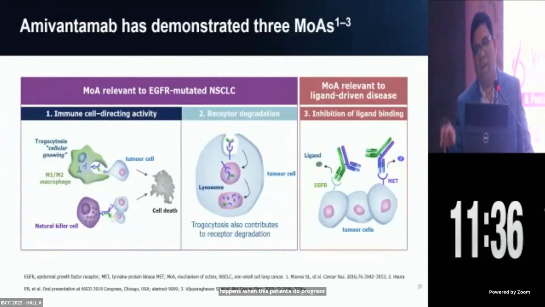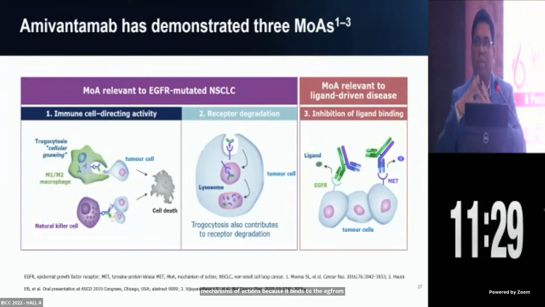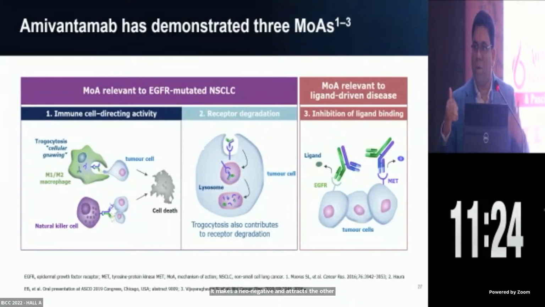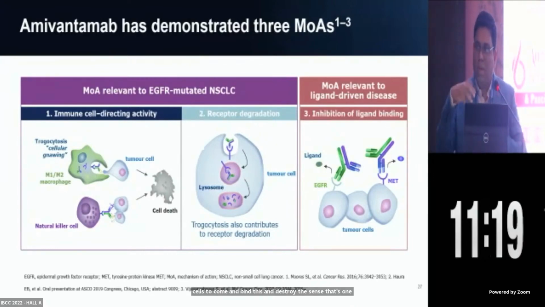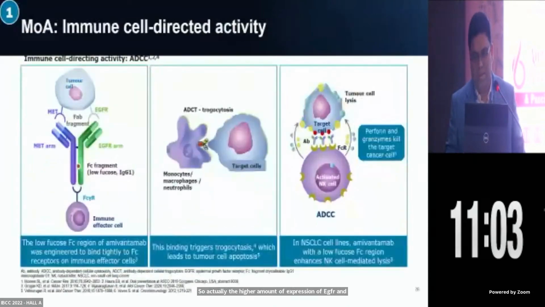Now, how does Amivantamab help in this? There are 3 mechanisms of action. Because it binds to the EGFR molecule, it makes a neoantigen and attracts other immune cells to come and bind to this and destroy the cells. That's one. The second is that when it binds with the receptor, the receptor gets degraded, something which is called trogocytosis, where the receptor gets lysosomally degraded. So the higher expression of EGFR and MET gets decreased.